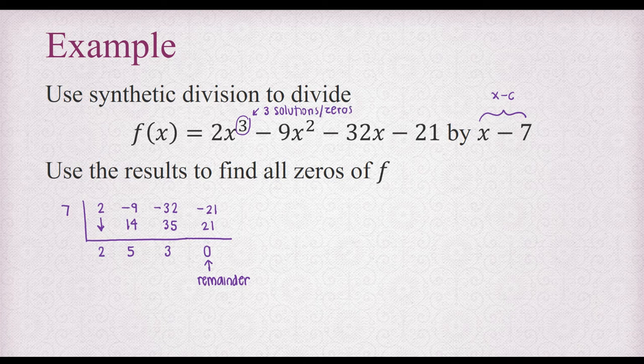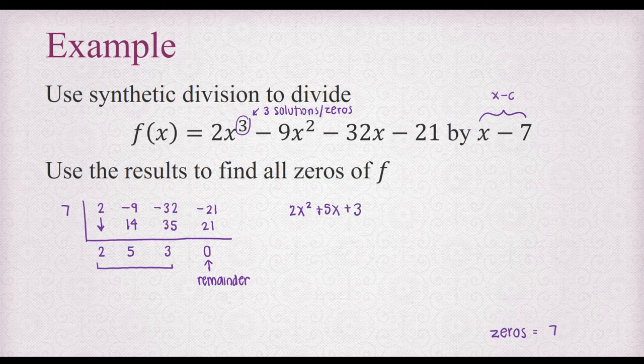And so since the problem says use the results to find all zeros of f, I know that one of my answers is 7, because 7 was the number where we had a remainder of 0. So now I have to figure out what the other 2 zeros are, and we're going to use the numbers that create our quotient to do that. Remember, I'm going to write this as a polynomial 1 degree less than what we started with. So this is going to turn into 2x squared plus 5x plus 3.